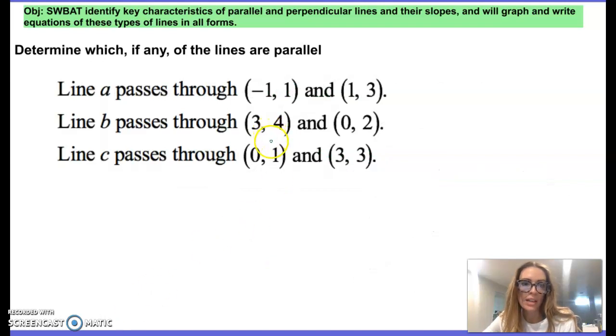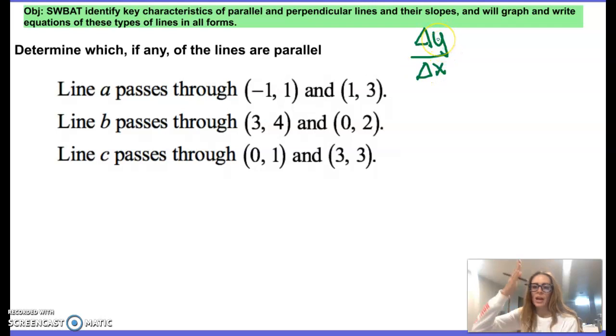Okay, so determine which, if any, of the lines are parallel. So line A, line B, line C, we have 2 points on each of those lines. Basically, we just need to talk about the rate of change. So this is the change of y over the change in x, right? Because y is always our rise, it's up and down, and x is always our run. So rise over run, delta y over delta x. Go ahead and pause your video, see if you can figure those out, and then I will come back to you with the answers.